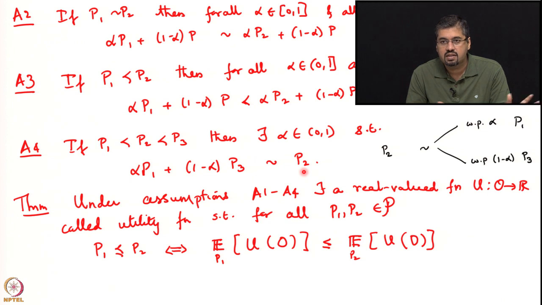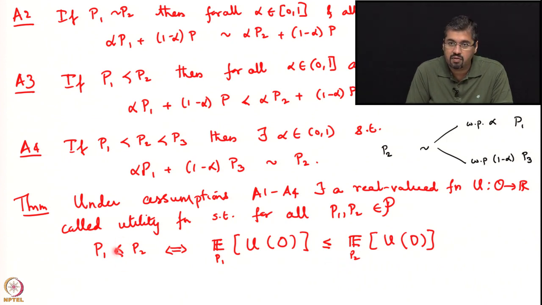So this is effectively saying that there is a continuum of lotteries available to you, so that if there is an intermediately preferred lottery, it can be realized using a lottery on top of lotteries, right. So under this assumption, what did we see? We find that the preference relation P1 less than or equal to P2 is equivalent to the expected utility of the outcome being less than or equal to the expected utility.